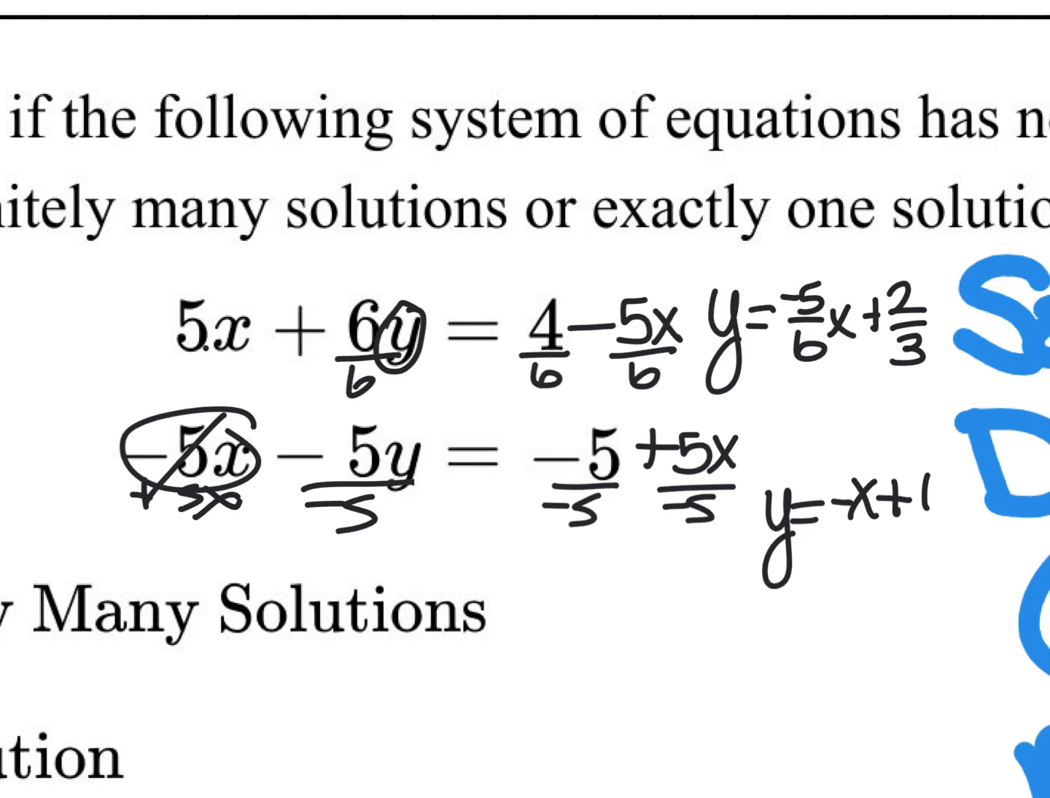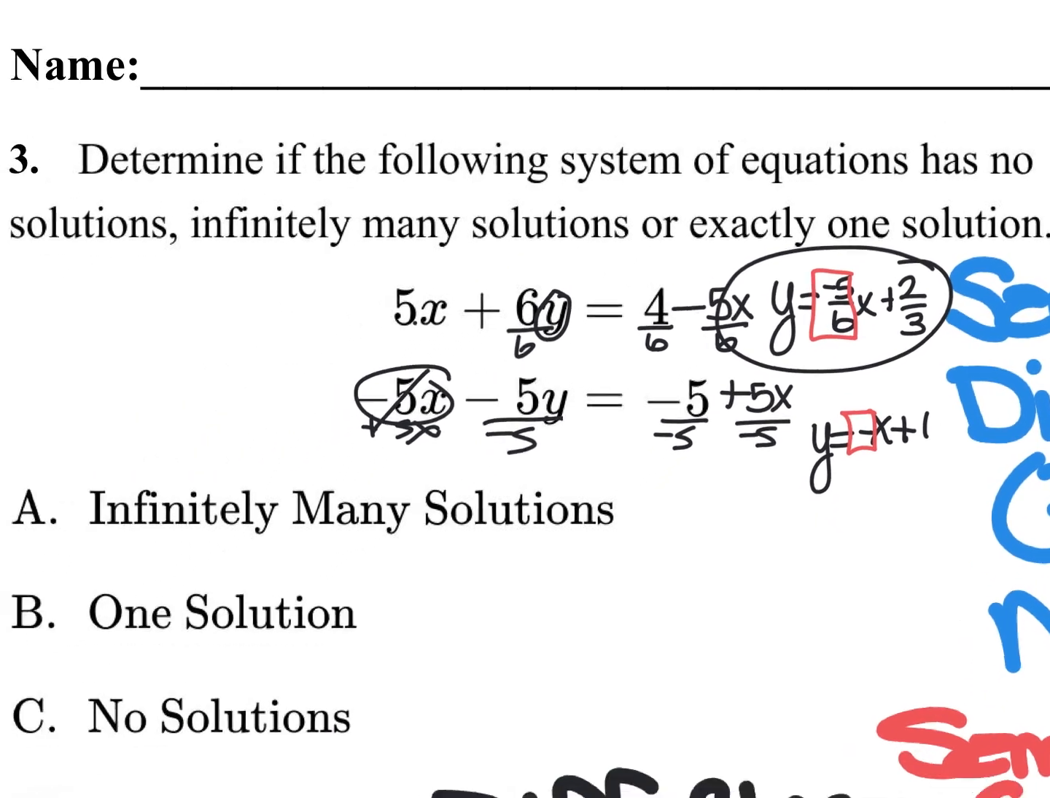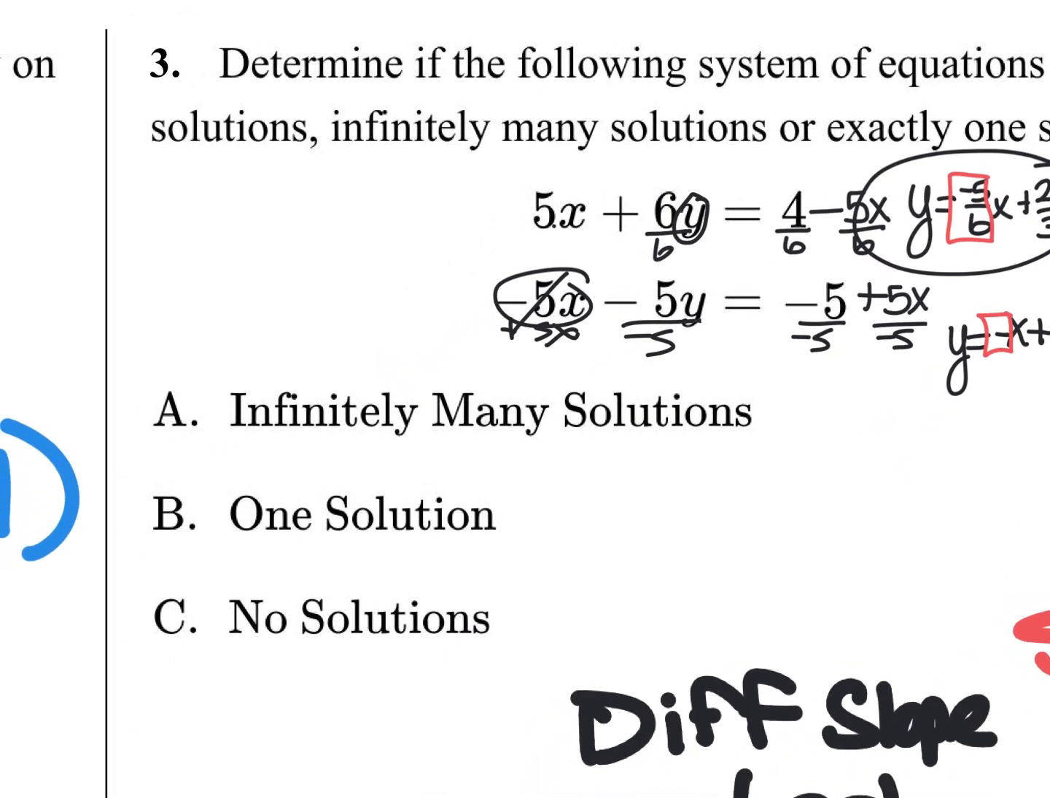All right? So for this equation, my slope is -5, 6. For this one, my slope is -1. So they have different slopes altogether, right? So they're going to have one solution. We'll have an intersection when we graph those lines.